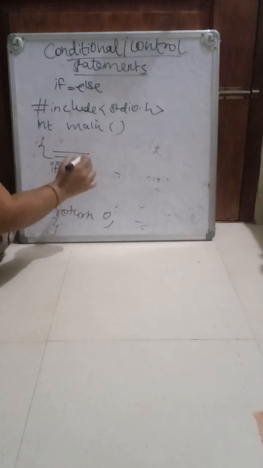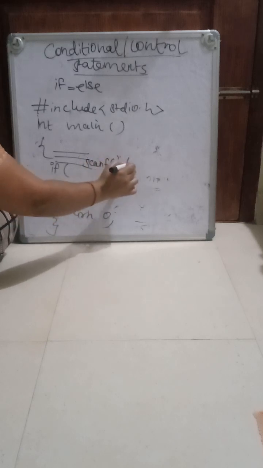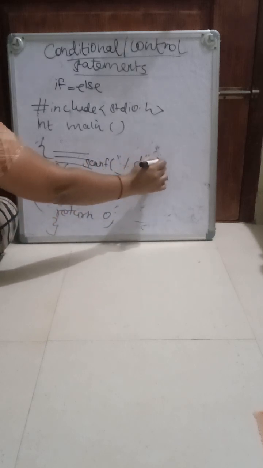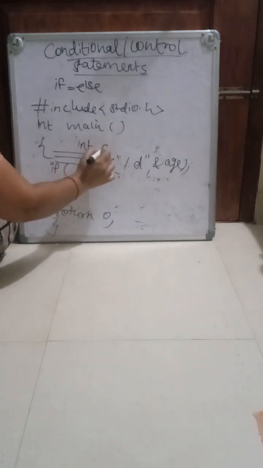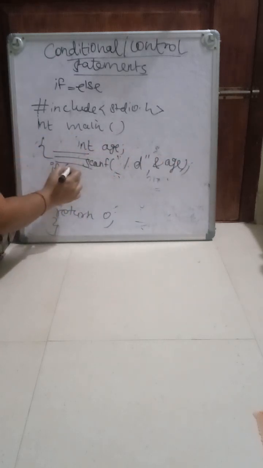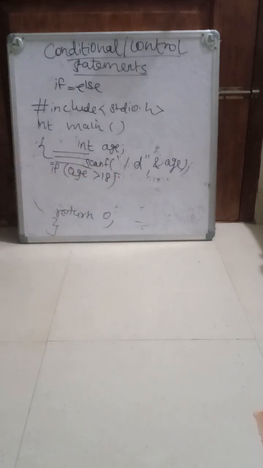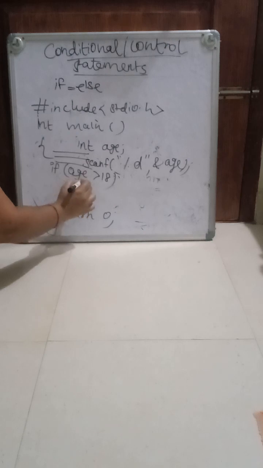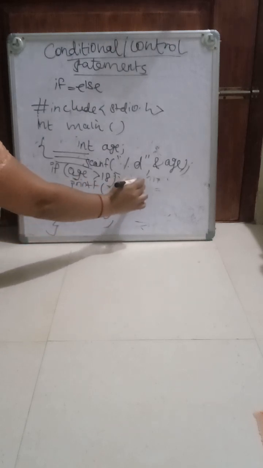For example, I declare int age and read the age from the user using %d and &age. I am reading the age from the user. If age is greater than 18, then what am I going to do? I am going to print that they are eligible to vote.